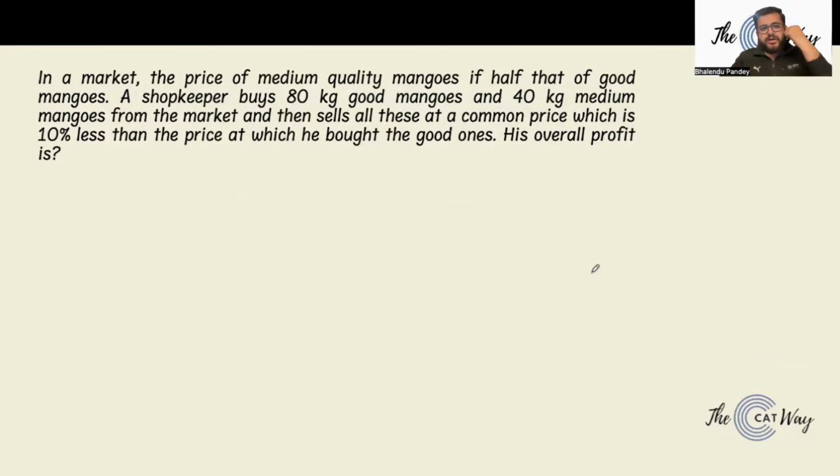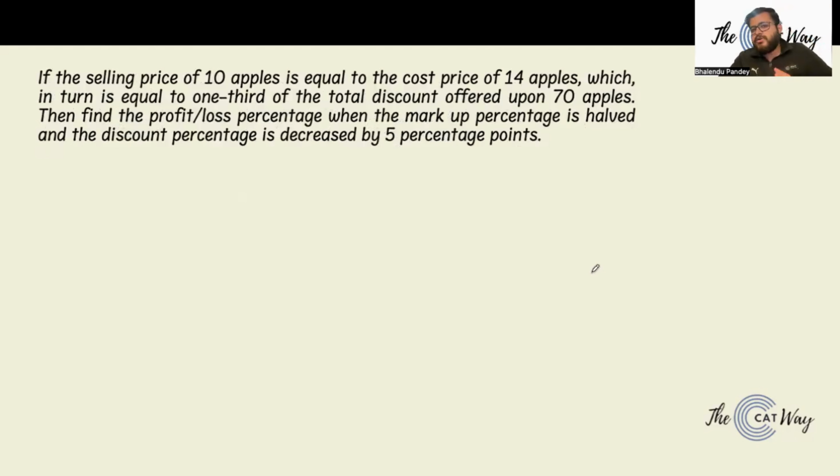Coming to this, so if the selling price of 10 apples is equal to the cost price of 14 apples, which in turn is equal to 1/3 of the total discount offered upon 70 apples, okay? When the markup is halved and the discount percentage is decreased by 5 percentage points. Remember, it's not percentage, but percentage points.